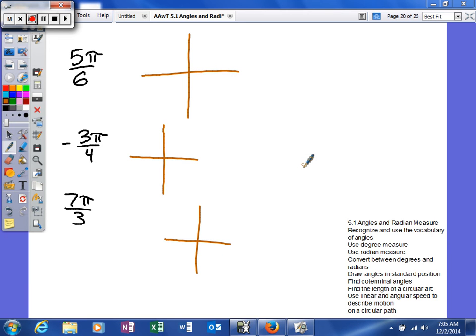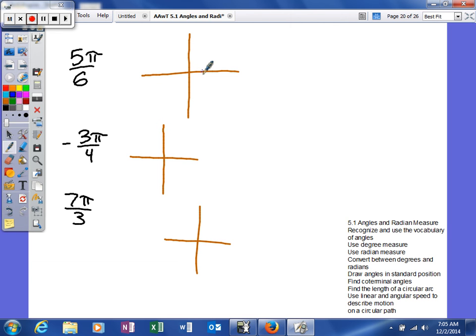We're going to look at a couple examples of basically how to draw an angle in what they call standard position. So our first angle is 5π/6. As you can see, it's a positive angle. So what that tells us is we're going to rotate in the counterclockwise direction. So we're going to start from our initial side, which is the positive x-axis.